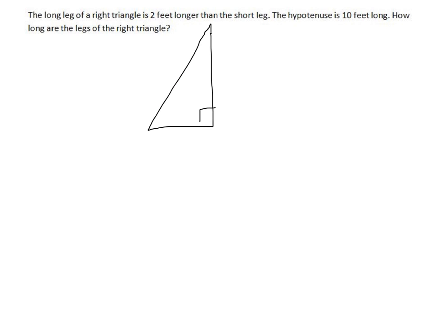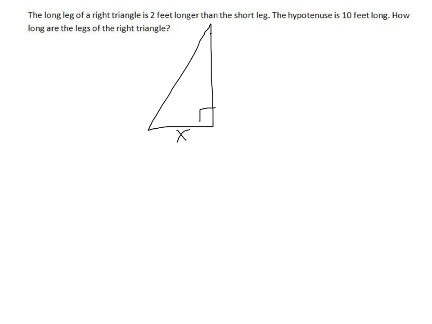So we are given the long leg of a right triangle is 2 feet longer than the short leg. So they have a statement, the long leg is. They're going to tell us about the long leg. But they don't have the short leg is statement, so we don't know anything about the short leg. That's going to be the x. I don't know anything about it, call it x. That's what x stands for, is some unknown quantity.